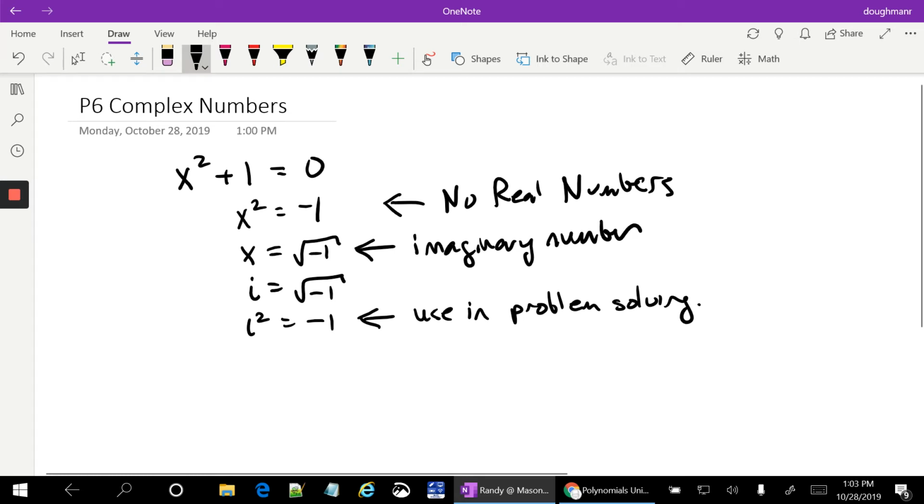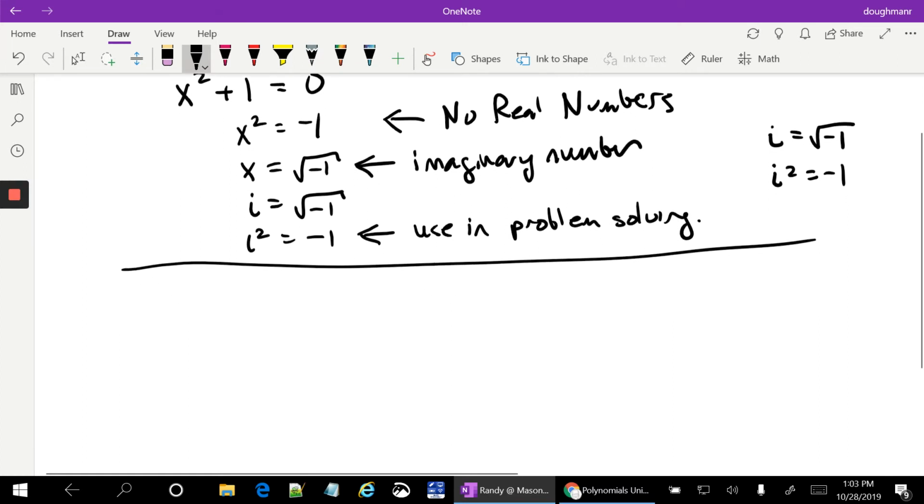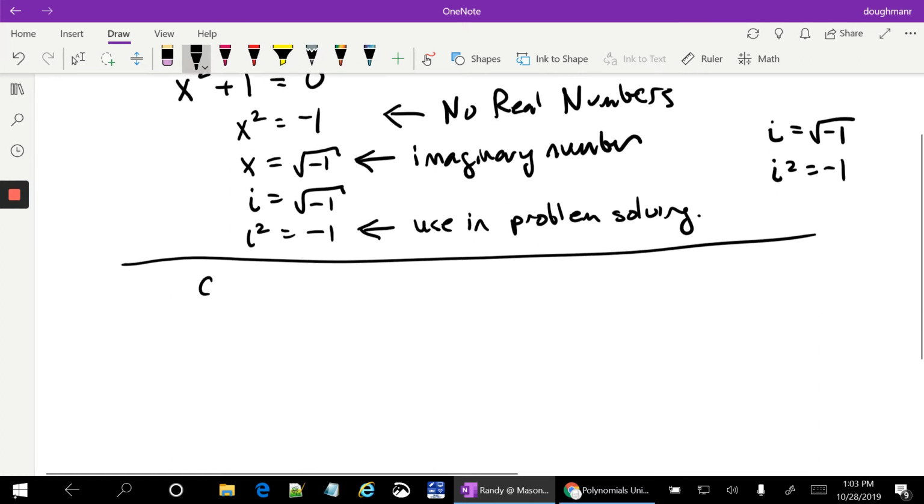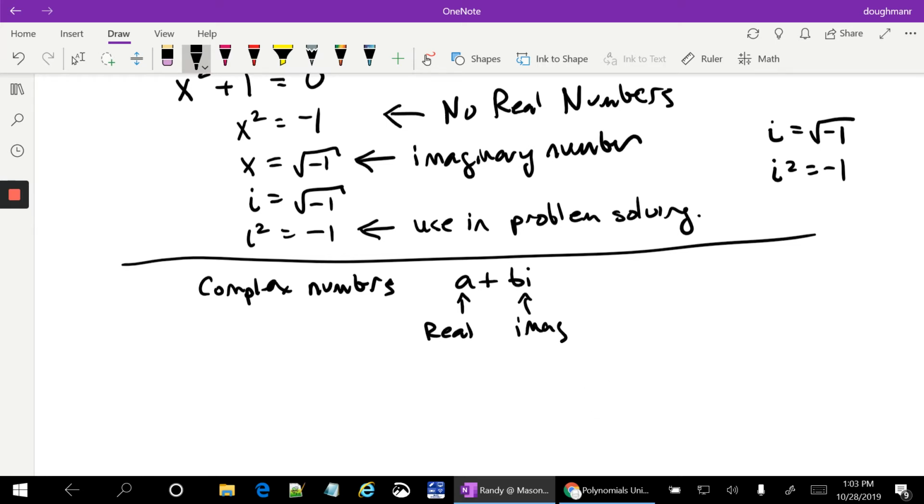So the biggest thing is we define the imaginary number i to be the square root of -1, and we note the result of that is if I square the number, then the square of i is -1. Right? So we now have these things we call complex numbers. So complex numbers are always in the form of a plus bi. So it's the real part plus the imaginary part.